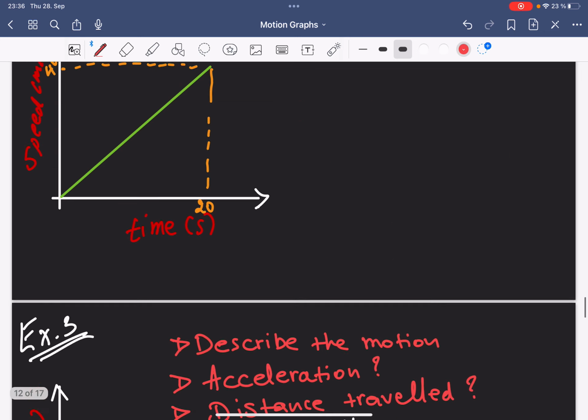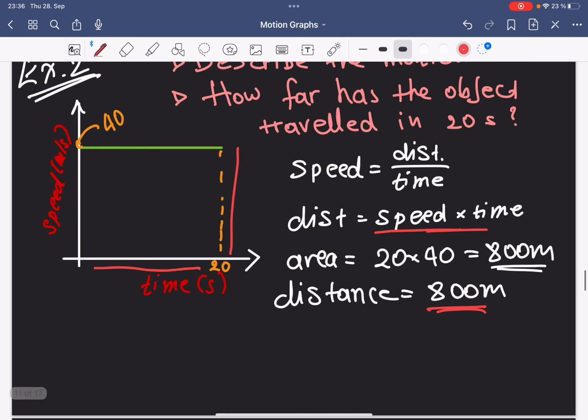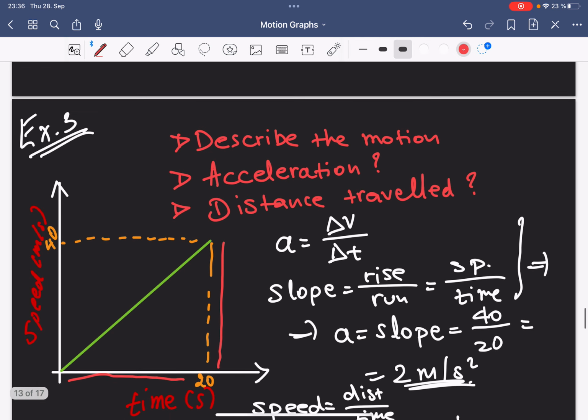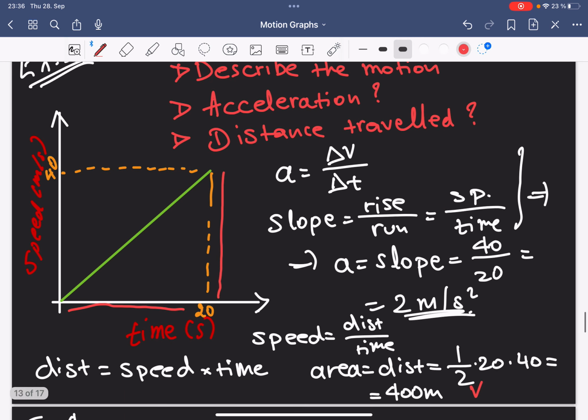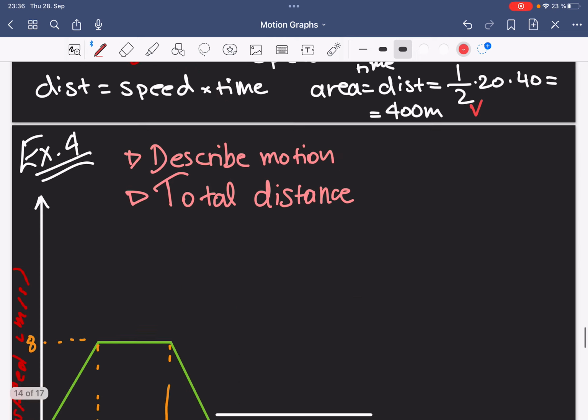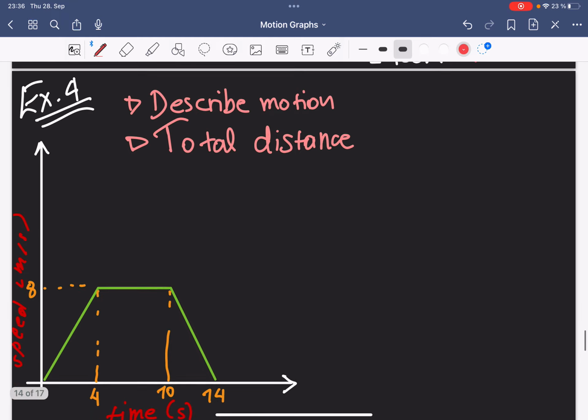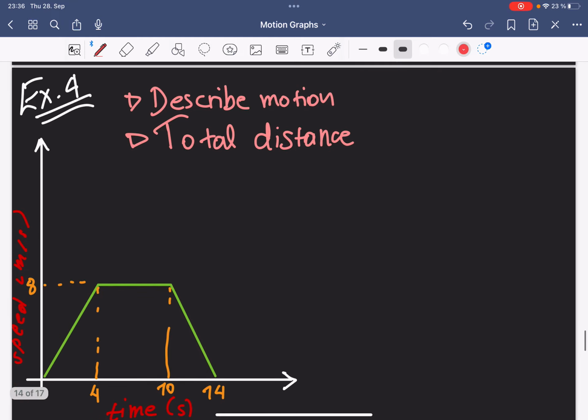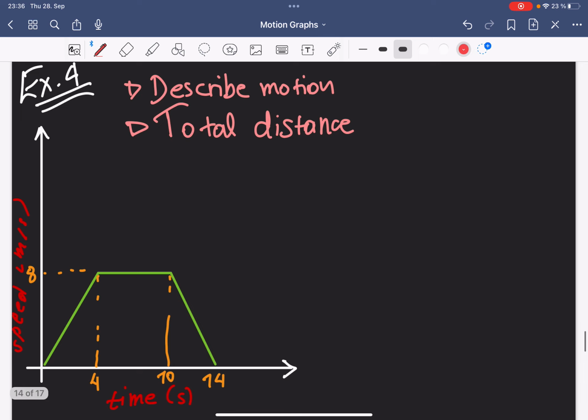Okay, so two different shapes, the triangle and the rectangle here, but the area under the curve is always equal to the distance, and that's the safest option for you to calculate the distance. Always follow the area. Now another example: describe the motion, find the total distance. Try it for yourselves, pause the video and come back.